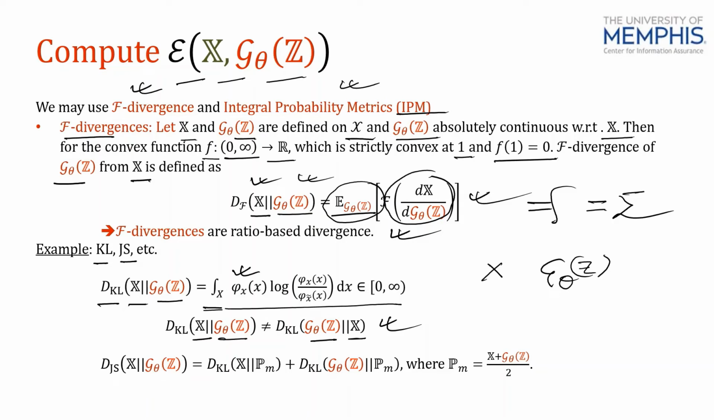Now, the symmetric version of the KL divergence is called the JS divergence. This JS divergence, as we can see, is the sum of two different KL divergences. So this PM is defined as this one, and JS divergence is symmetric. That means JS divergence of g theta from x is very much similar to the JS divergence of x from g theta.